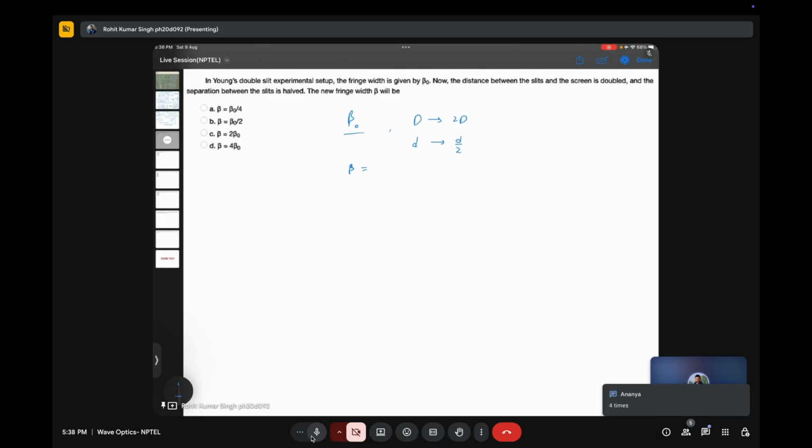This is the simplest problem, right? 4 times. Sure. So okay, like what is beta? Beta is lambda D by d, right? So D becomes 2D, so 2 lambda D, and d becomes d by 2, so d into 2. Yeah, so it is 4 times beta naught, right? Thank you. Yeah, this one was just a warm up. Okay, let's go to the next one.